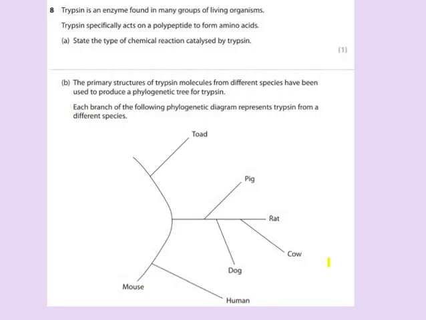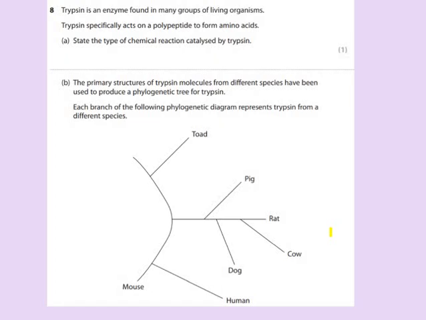Trypsin is an enzyme found in many groups of living organisms. Trypsin specifically acts on a polypeptide to form amino acids. Okay, so we're going from a polypeptide chain to amino acids. State the type of chemical reaction catalyzed by trypsin. Then B, the primary structures of trypsin molecules from different species have been used to produce a phylogenetic tree. And this phylogenetic tree just shows how related organisms are and when they last shared a common ancestor.